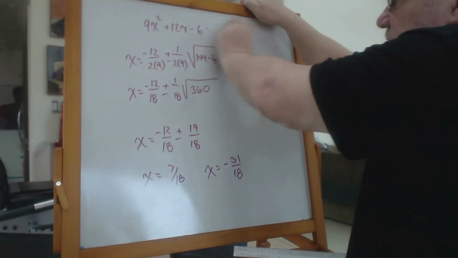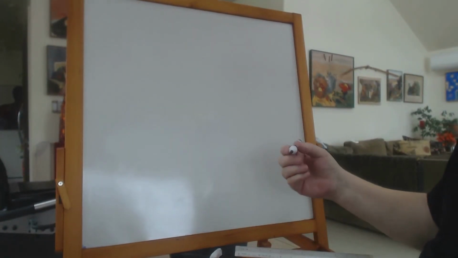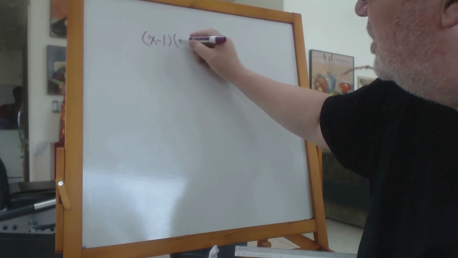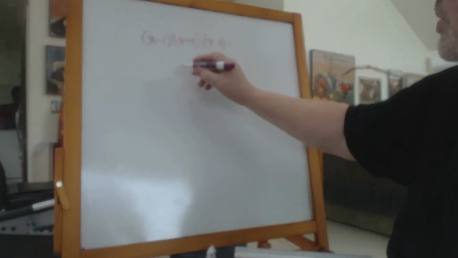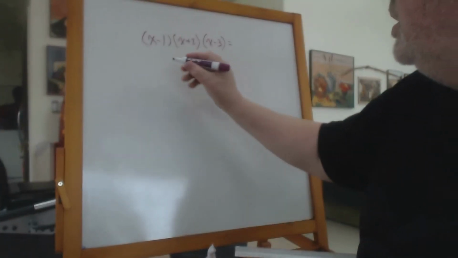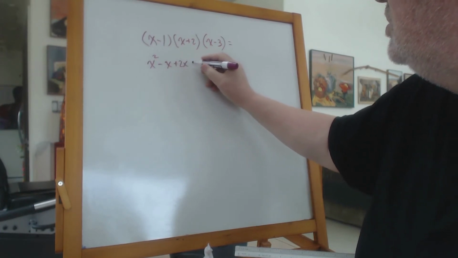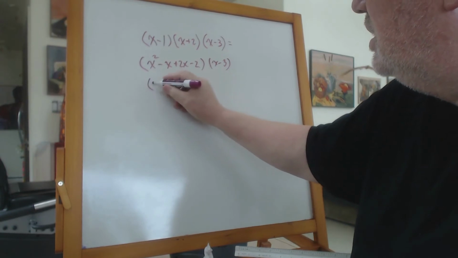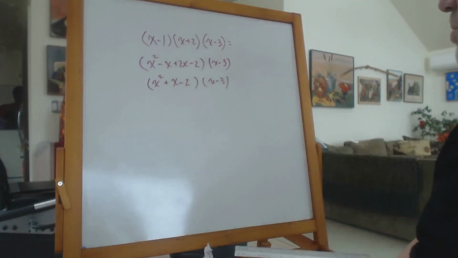Unfortunately, there's no similar formula that can be derived for cubes. And so when you're factoring cubics, you really are guessing in the dark. And a cubic is basically, let's say, x minus 1 times x plus 2 times x minus 3. And that would be equal to, well, try to expand first. We have x squared minus x plus 2x minus 2 times x minus 3, and that's actually x squared plus x minus 2 times x minus 3, and then you multiply that again.